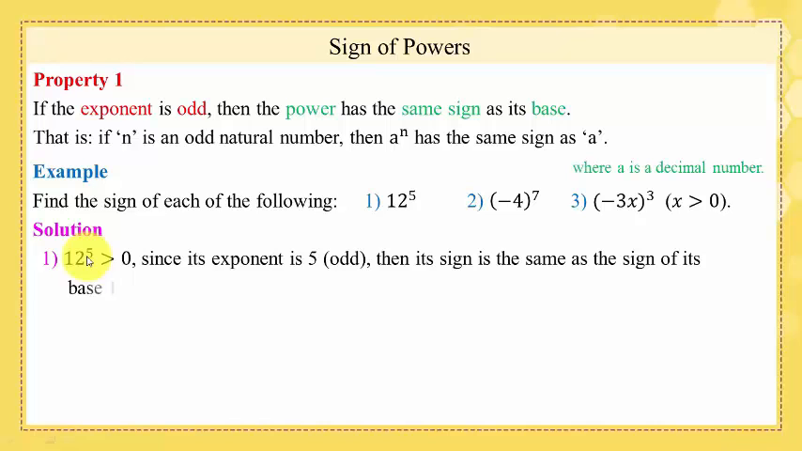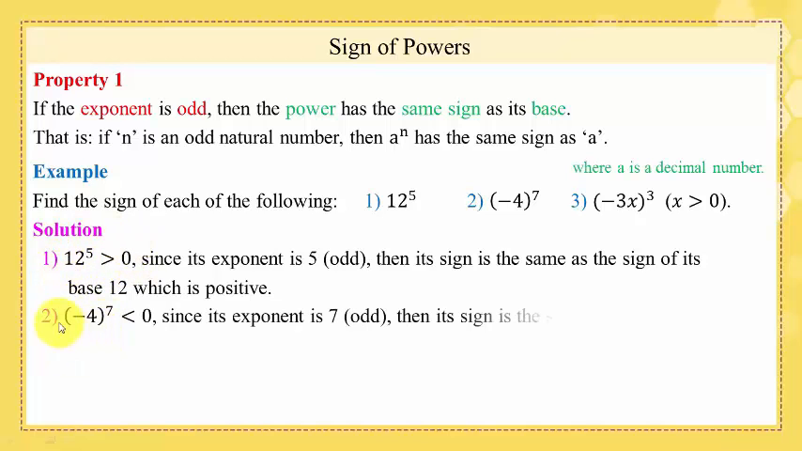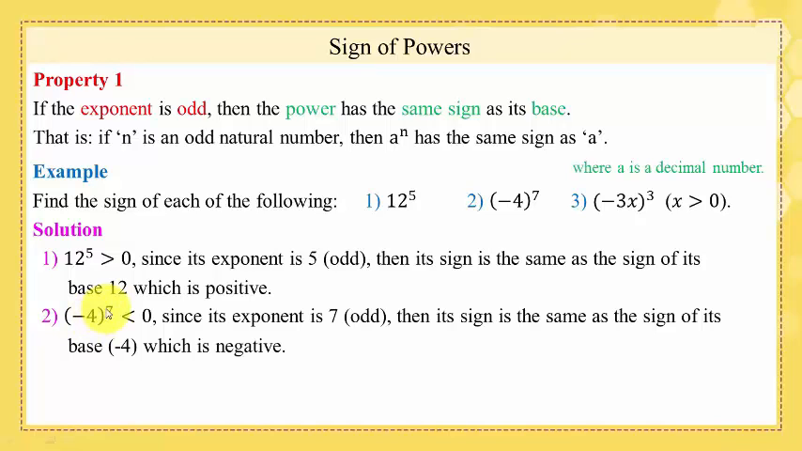1. 12 exponent 5. The exponent is odd, so this power has the same sign as its base, which is 12. 12 is positive, and the exponent is odd, so this power is positive. 2. Minus 4 exponent 7. The exponent is odd, which is 7, so its sign is the same as the sign of its base, minus 4. So this power is smaller than 0, or negative.